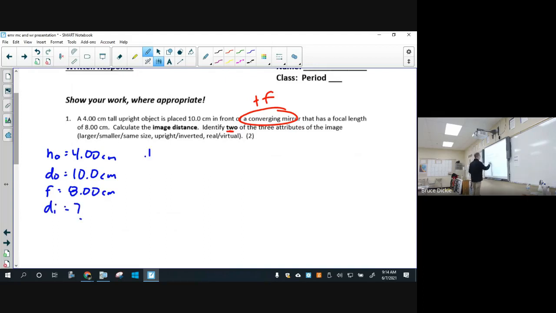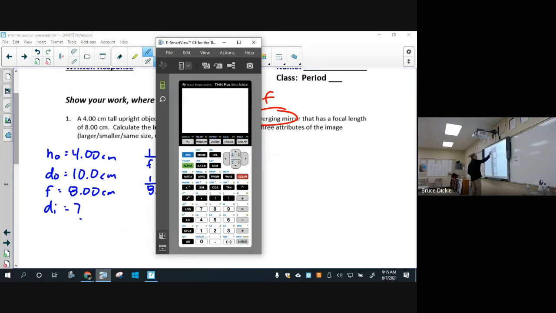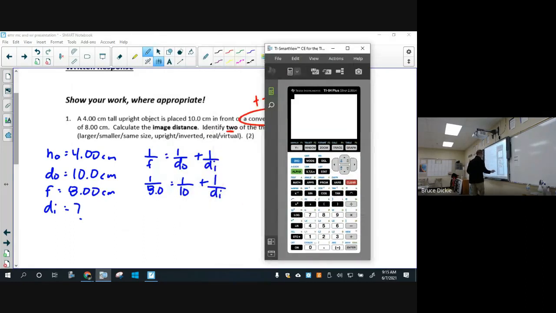So I'm going to say 1 over F is equal to 1 over DO plus 1 over DI. 1 over 8 is equal to 1 over 10 plus 1 over DI. And we're going to do our little trick on our calculator to solve for this. We're going to say 8 x to the minus 1 subtract 10 x to the minus 1. So 1 over 8 minus 1 over 10. And then we're going to flip it over.